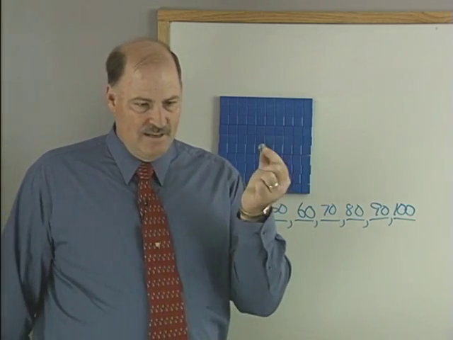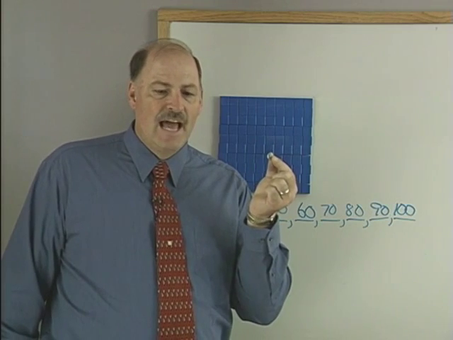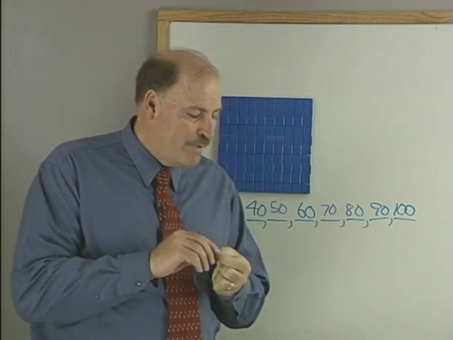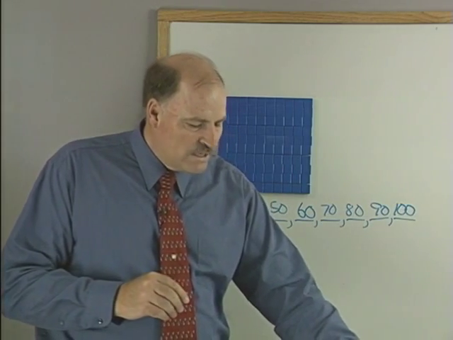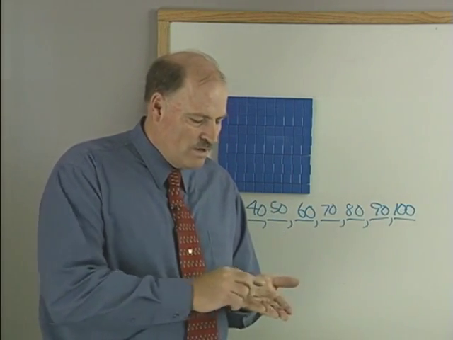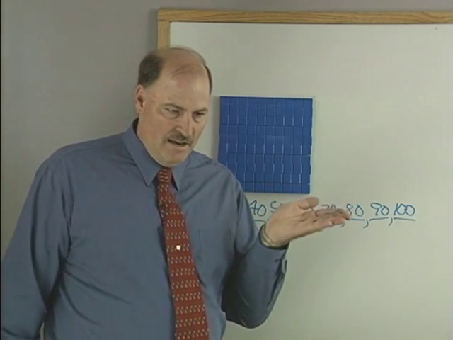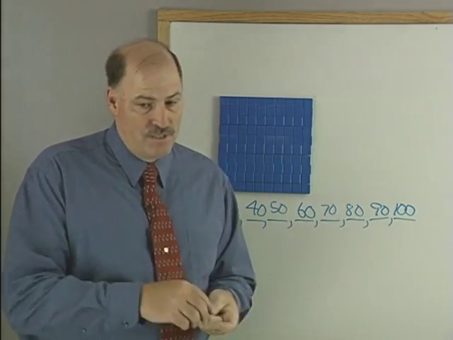Oh, what's this? A dime. How many pennies is a dime? 10. So how many pennies in, I have 4 dimes here. How many pennies in these 4? 10, 20, 30, 40.